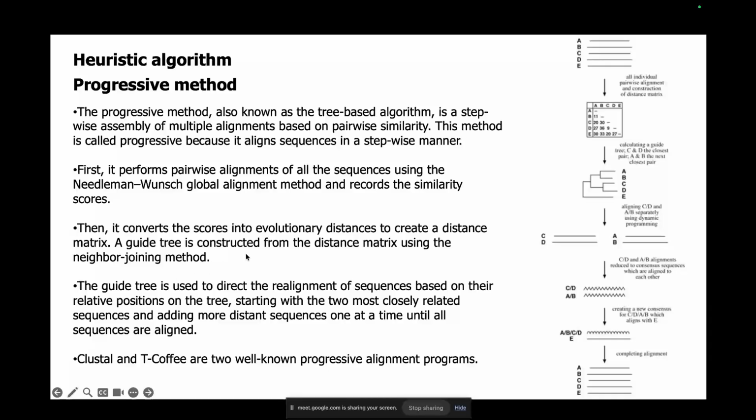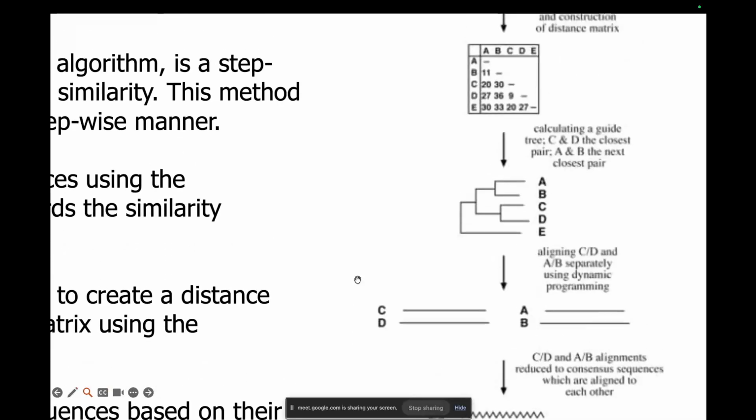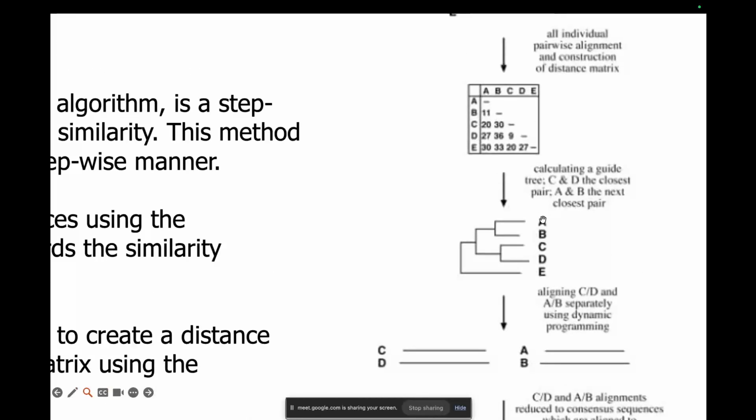And then a guide tree is constructed from the distance matrix using a neighbor joining method to form something like this. Basically, it shows which two sequences are more similar compared to the others. So A and B are more similar, so they are connected. Now AB is more similar to CD than to E. So that is how this tree structure is basically built, right?